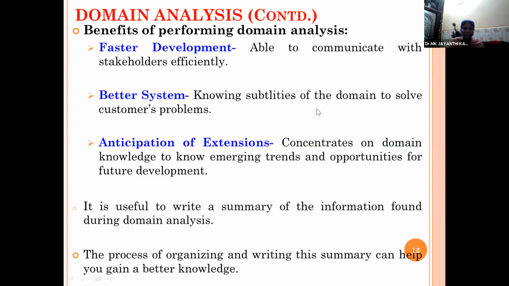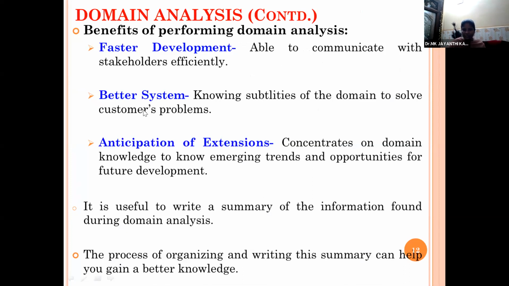So in the domain analysis, why are we doing this and what are the benefits? Fast development, and being able to communicate with the stakeholders efficiently. So if you understand the domain perfectly, then you can create the project very fast, and you can communicate with the various modules as well as the end users effectively. Better system: knowing subtleties of the domain to solve customers' problems. You should understand all the key variables and key functionalities of the domain.